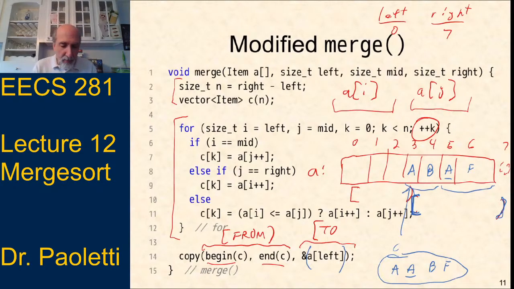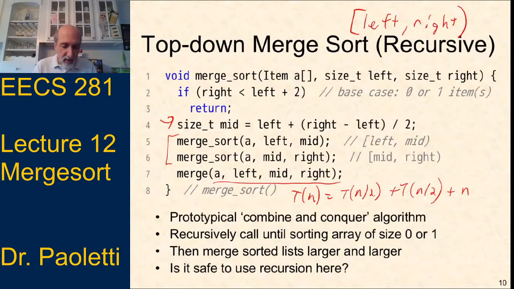So if we believe that the merge step is O(n), then I could say this is just equal to 2T(n/2) plus n. We can throw that in the master theorem, and we get big theta of n log n.